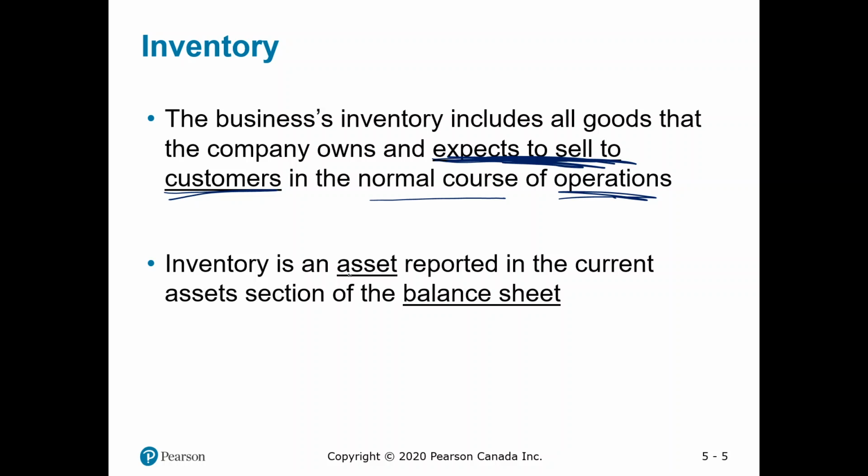As I noted earlier, inventory is an asset. It is reported in the assets section of the balance sheet, and it is a current asset because we expect to sell these items within 12 months, hopefully even less, but you're not going to purchase so much inventory that you have it for more than a year. So inventory is a current asset.